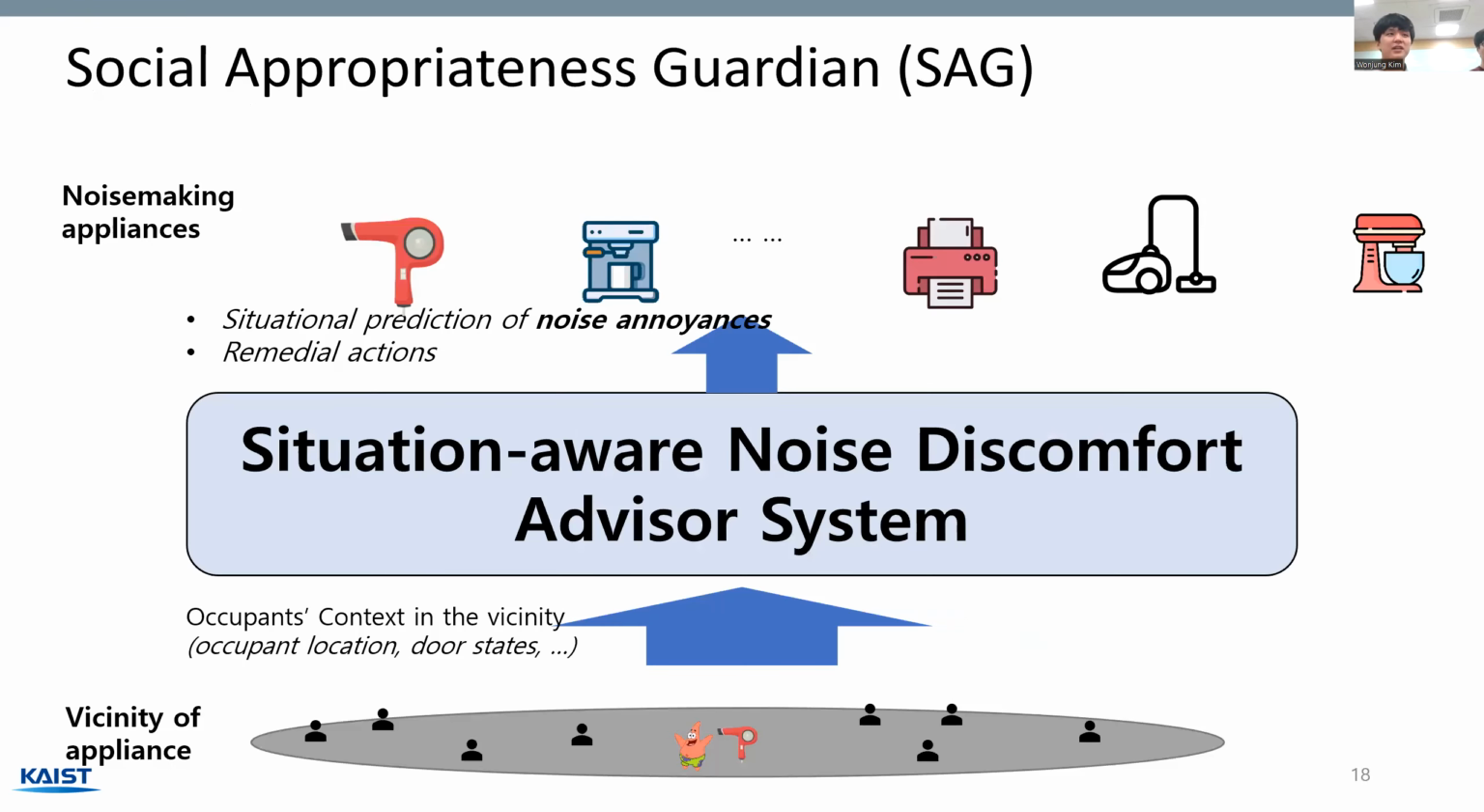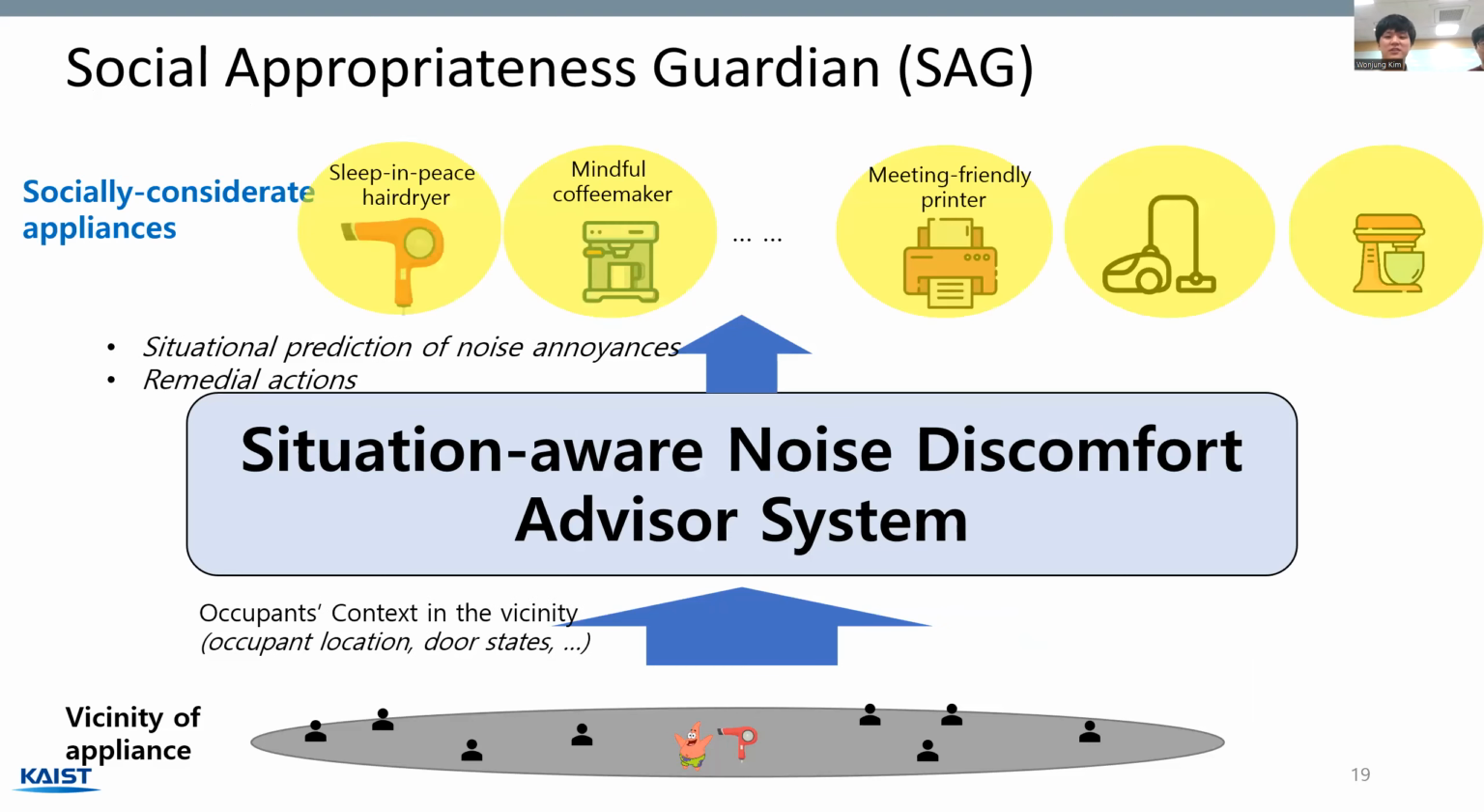So to this end, we built SAG. SAG is a situation-aware noise discomfort advisor system. SAG transforms these appliances around us, which are ignorant of neighbors' discomforts, into considerate ones.